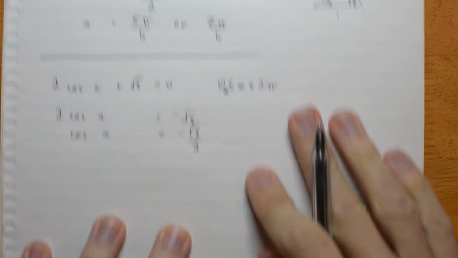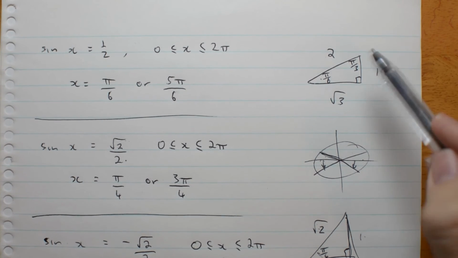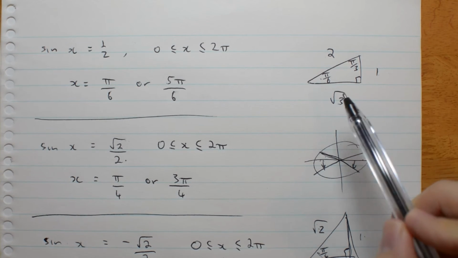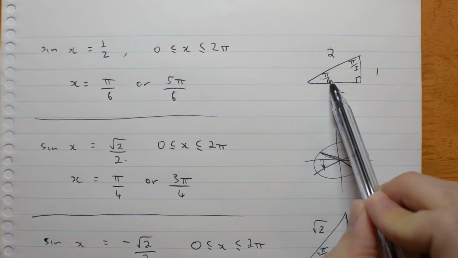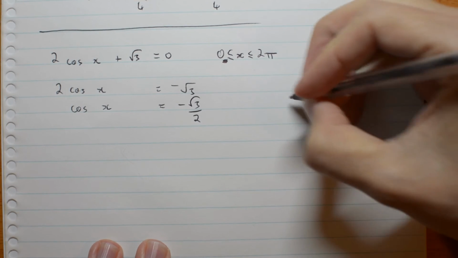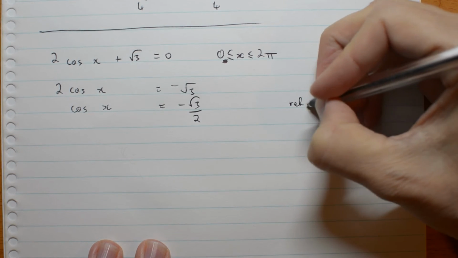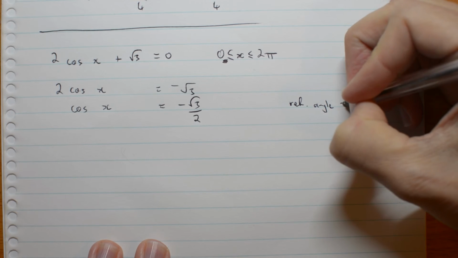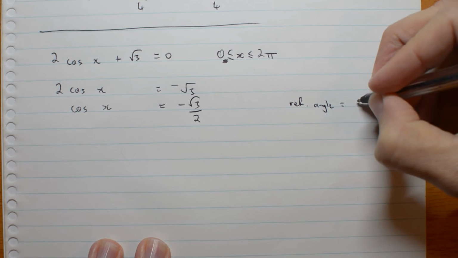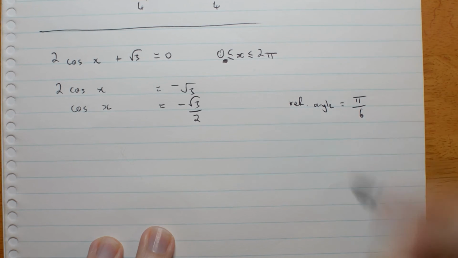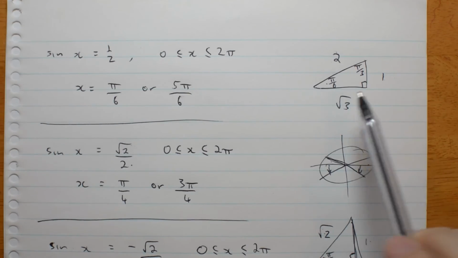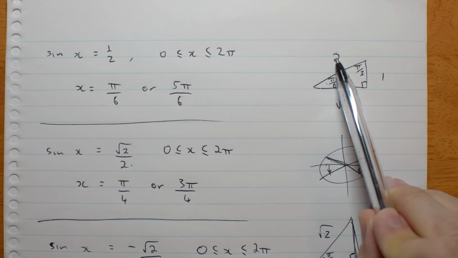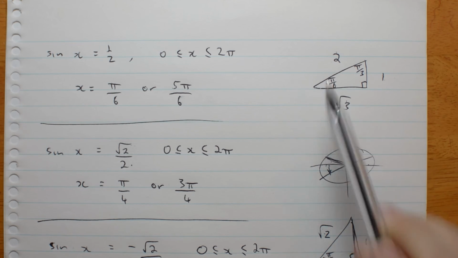Well, root 3 on 2 was this up here again. Cos root 3 on 2 is my pi on 6 again. So my reference angle, if you like, you can write it down. Reference angle is pi on 6. Okay, just to remind you, and remind myself, adjacent on hypotenuse, pi on 6.